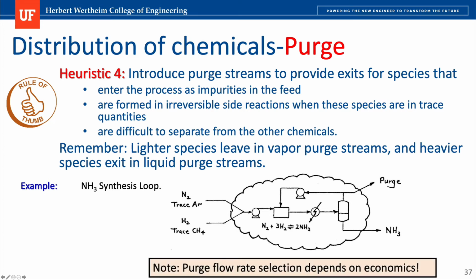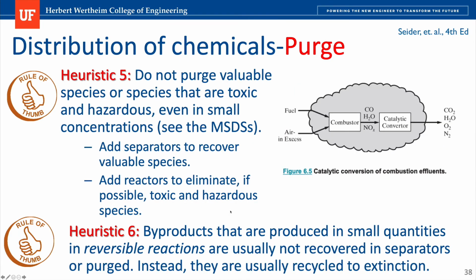The purge flow rate selection depends on economics. So this is, again, as with a recycle, something that you need to consider in your optimization. In Heuristic 5, do not purge valuable species or species that are toxic and hazardous, even in small concentrations. Always remember to check back to the MSDS. Add separators to recover valuable species. Add reactors to eliminate, if possible, toxic and hazardous chemicals.